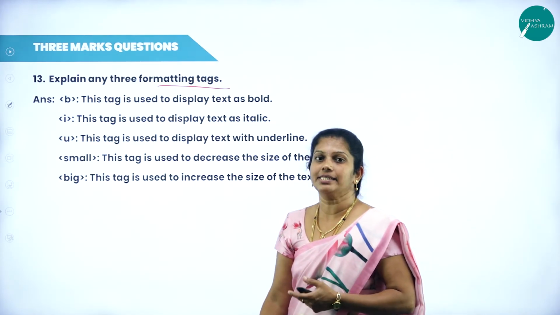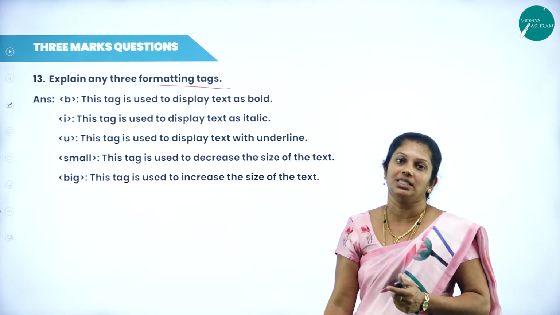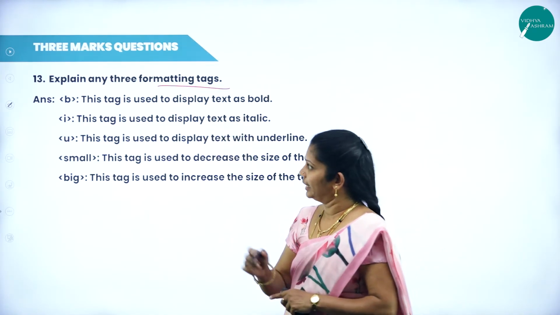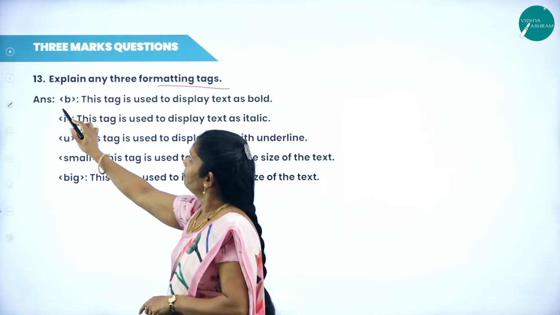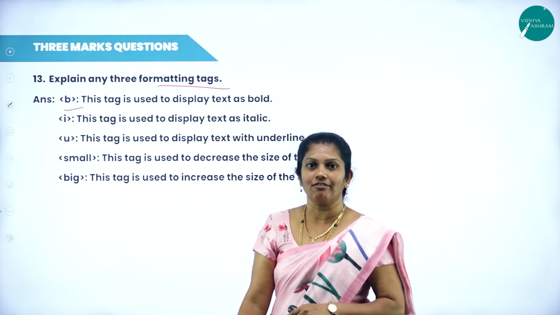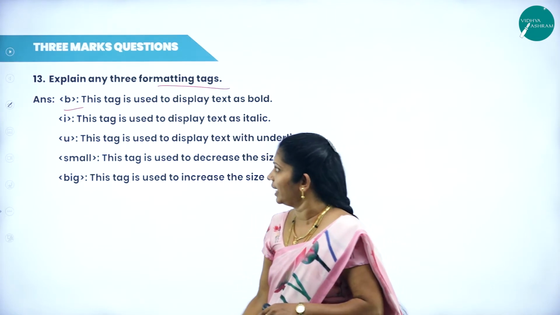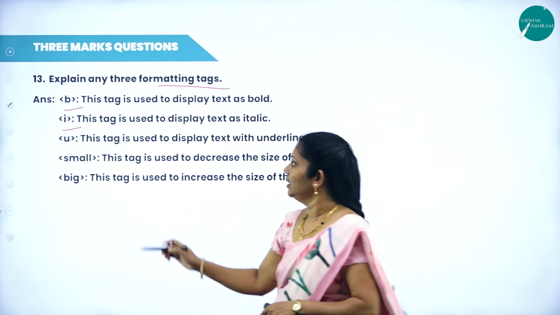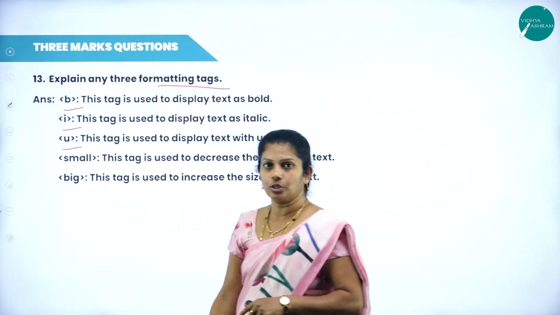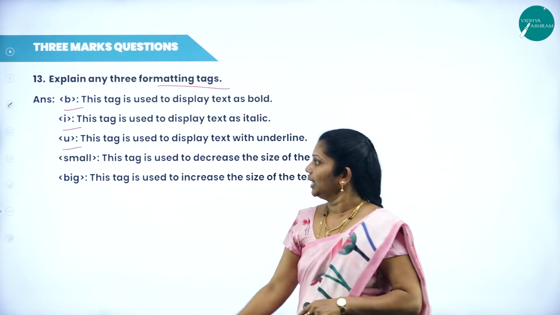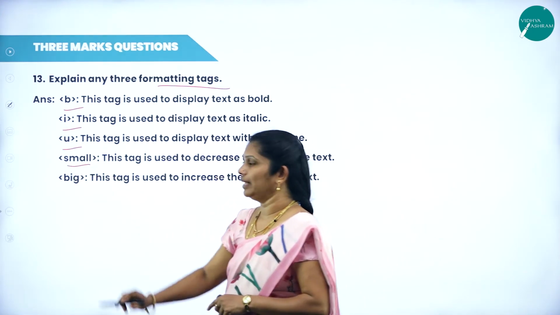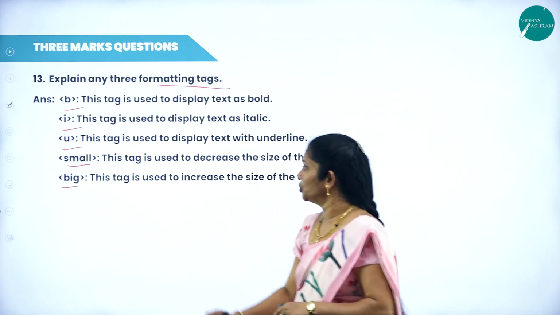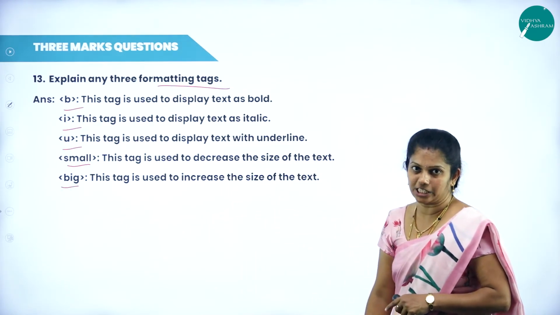Formatting, as the name itself suggests, means making some changes, especially changing the style. Under that we can use the B tag, which is also a formatting tag. We can format the text in bold style. With the I tag, we can make the text italic. The U tag helps to give an underline to your text. The small tag displays the data in a smaller size. The big tag is used to increase the size of your text.